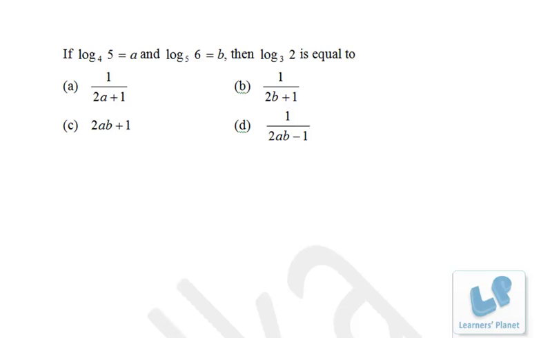Now this one here, log 5 to the base 4 is A, log 6 to the base 5 is B. We have to find out log of 2 to the base 3.